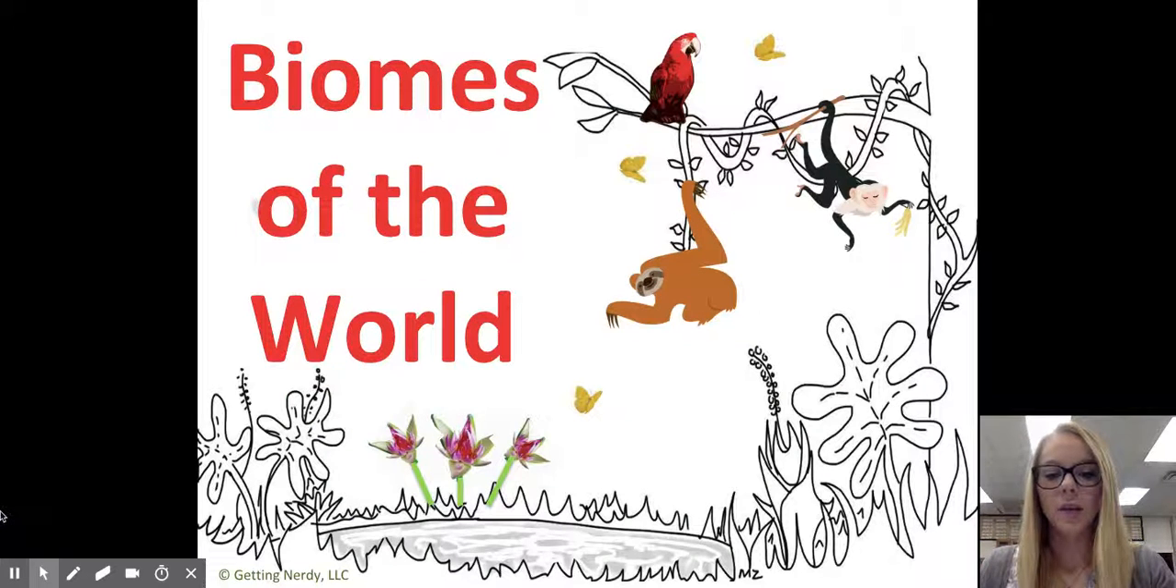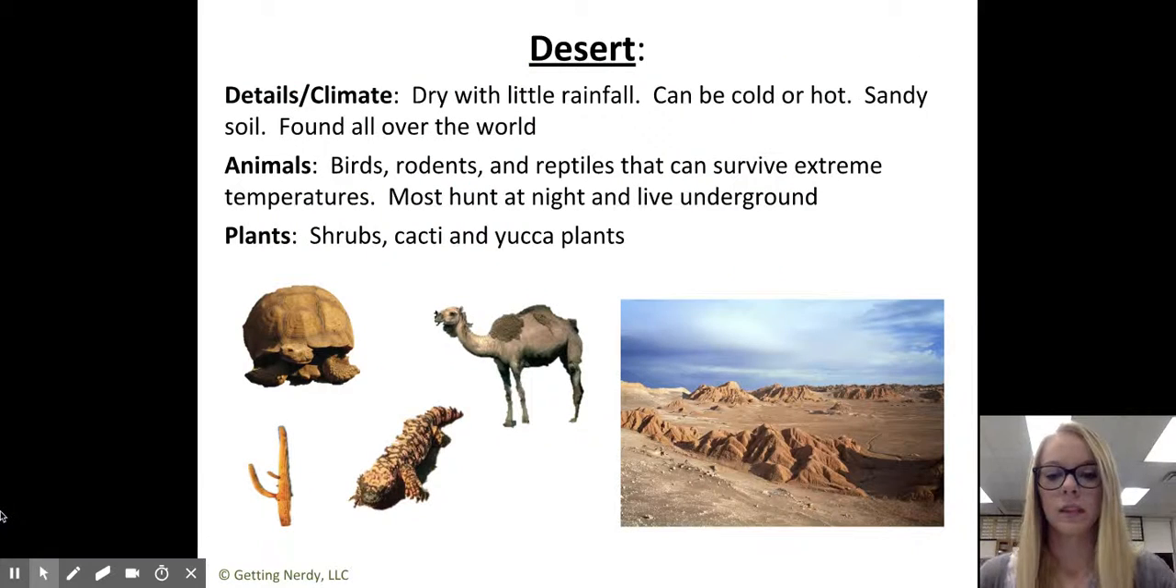Now we're going to identify all of the biomes of the world. Follow along by filling out the chart in your notes. You only need to fill in 1 or 2 animals and plants for each biome, even though there are many examples. The desert is very dry with little rainfall.